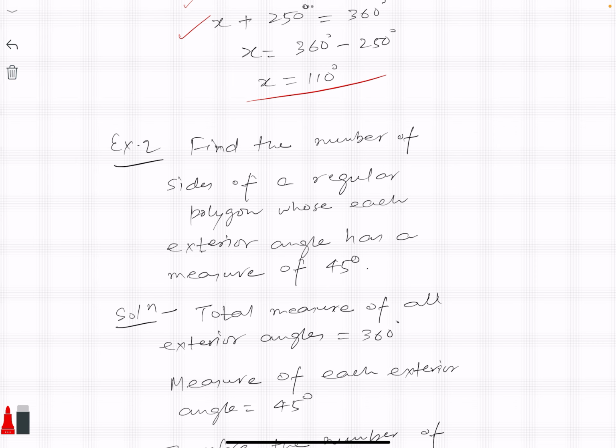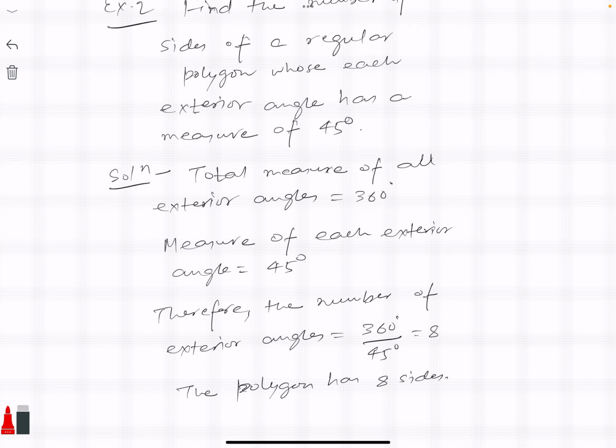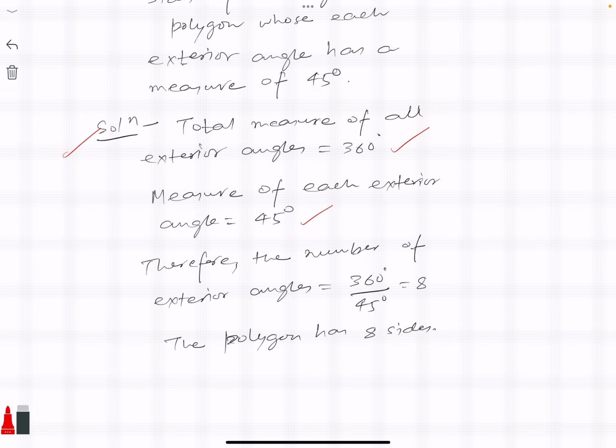Question number 2. Find the number of sides of a regular polygon whose each exterior angle has a measure of 45 degrees. Solution: the total measure of all exterior angles is equal to 360 degrees. The measure of each exterior angle is equal to 45 degrees. Therefore, the number of exterior angles is equal to 360 degrees by 45, which is 8. The polygon has 8 sides.